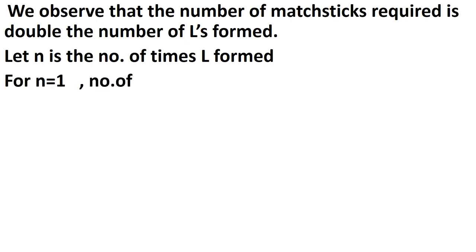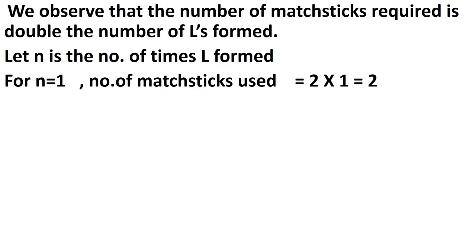For n equal to 1, suppose we are making 1L. The number of matchsticks used is 2 multiplied by 1, equal to 2. 2 are used in 1L, and the number of times we are making L is 1 time, so it is 2 multiplied by 1, equal to 2. I am explaining again, listen to me carefully.